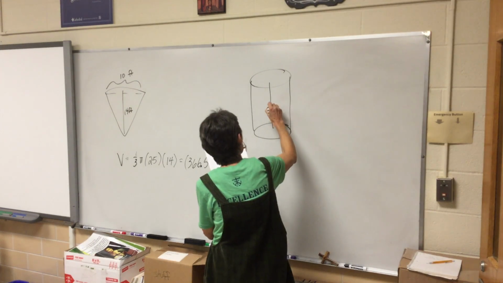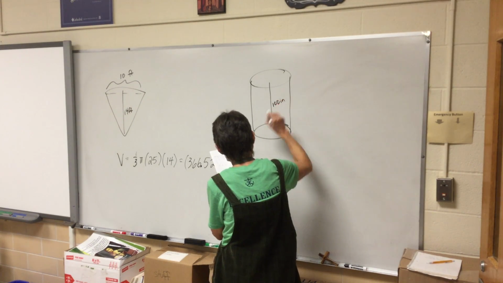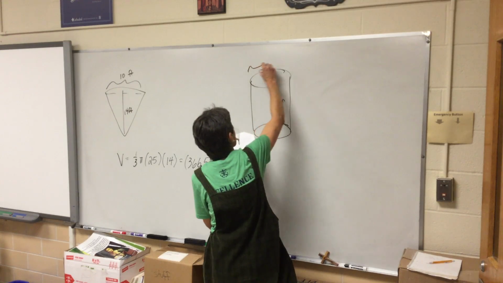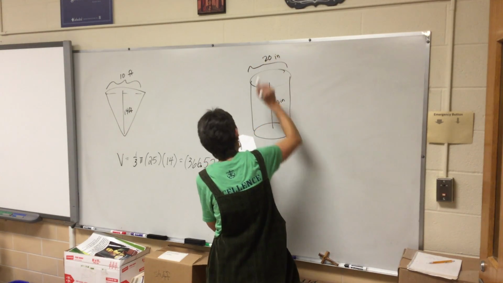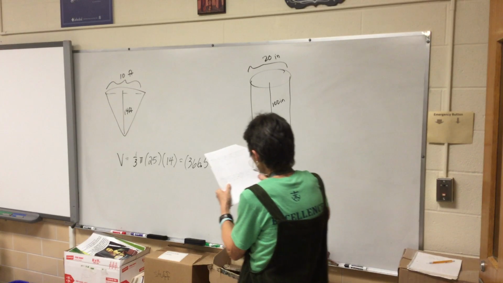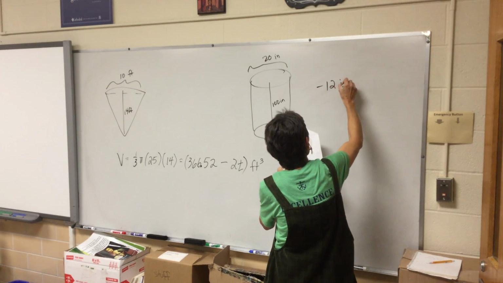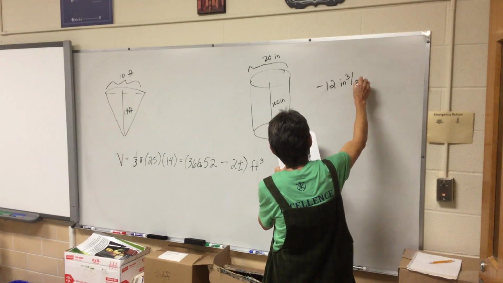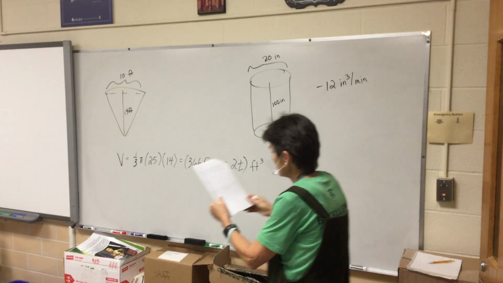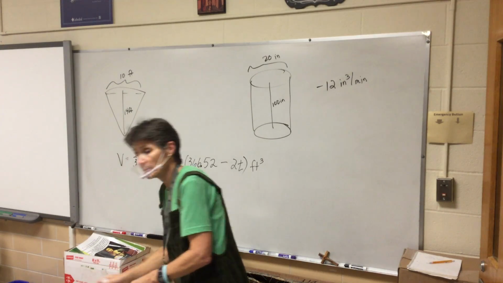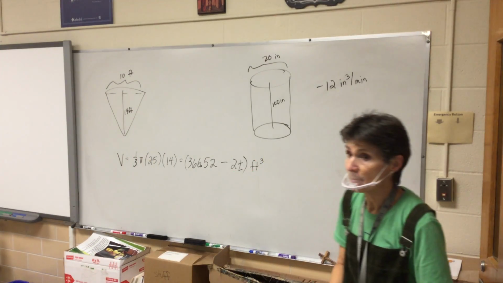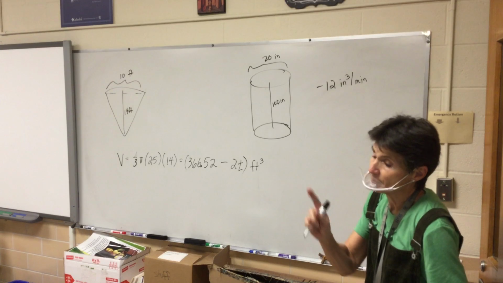And then we've got 100 inches. And the diameter is 20 inches. And fluid is running out at 12 cubic inches per minute. What will be the volume of liquid after T minutes? This is exactly the same problem, except it's a cylinder.